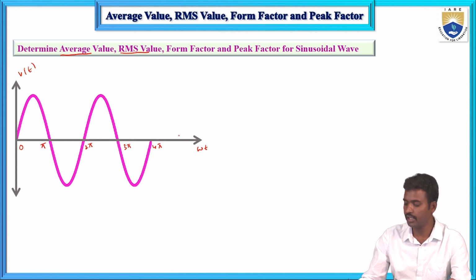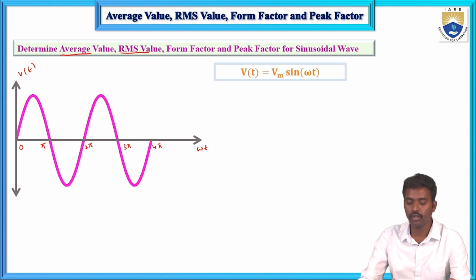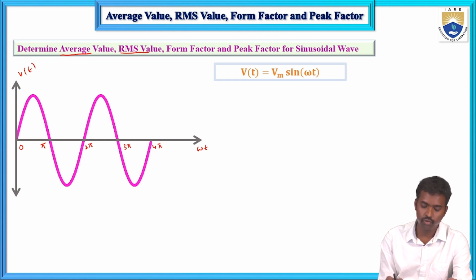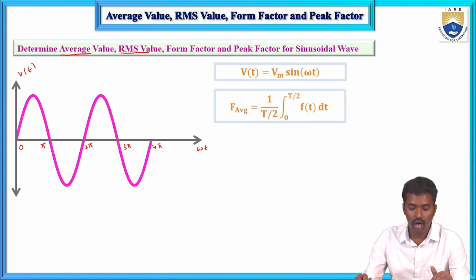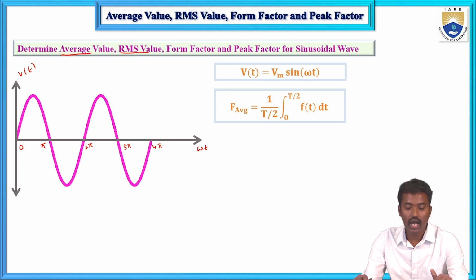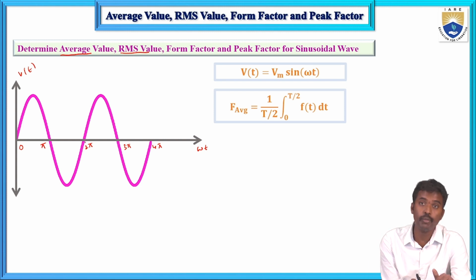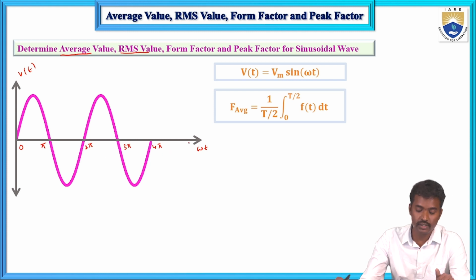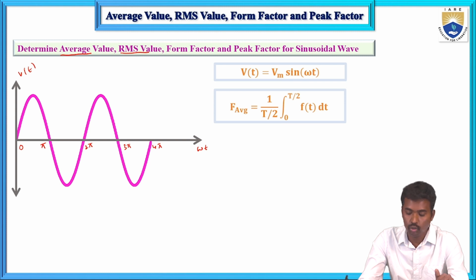Total two cycles here. The sine wave equation is v of t equals Vm sin omega t. Now the average value formula is the area under the curve divided by the total time period. Here the total time period is 2 pi. The time taken to complete one cycle is known as the time period, so up to 2 pi is the time period and 2 pi to 4 pi is the second cycle.